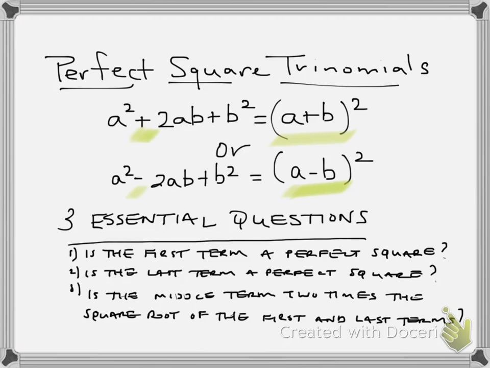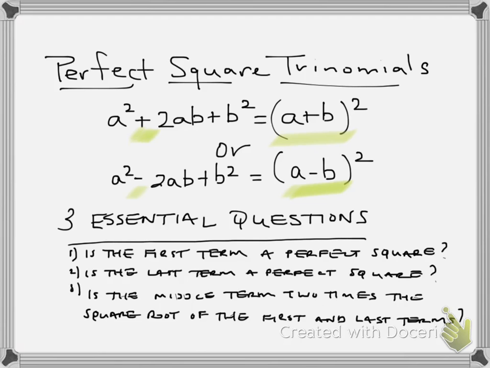Is the first term a perfect square? Is a squared a perfect square? Yes, it's a perfect square, because the square root of a squared would be a. Is the last term a perfect square? In this case, b squared is a perfect square, because the square root of b squared would be b. And then finally, is the middle term 2 times the square root of the first term and the last term? That's where I usually lose people.